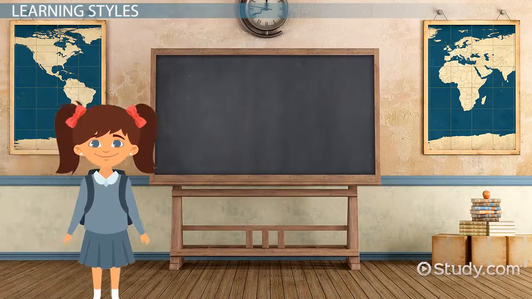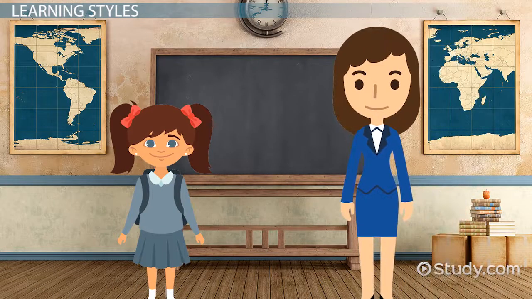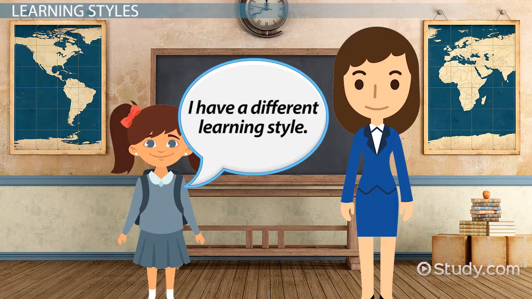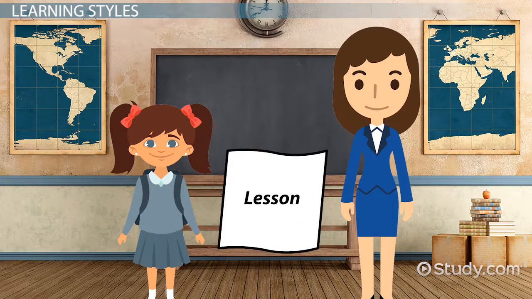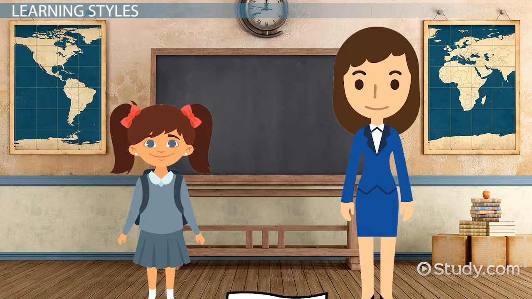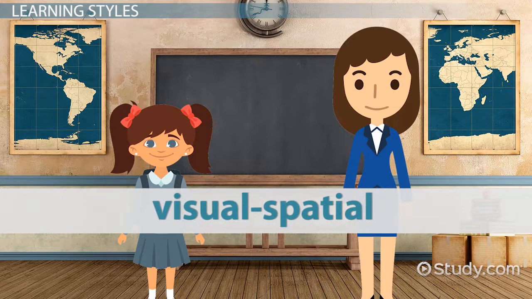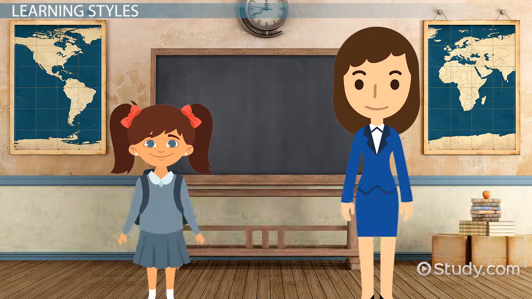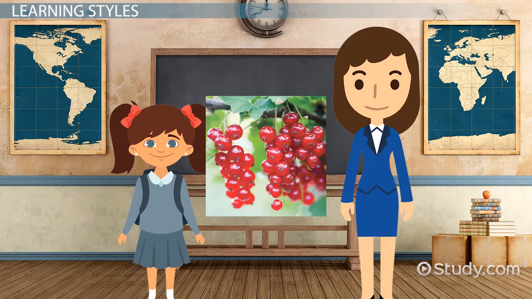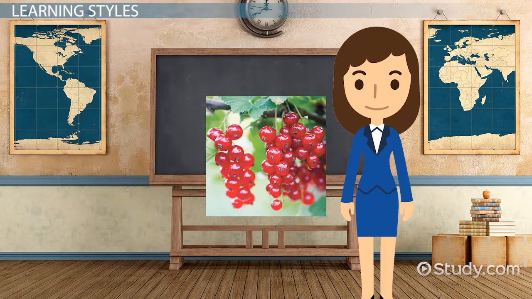In any given classroom, students are going to have preferred learning styles. Once you recognize and understand them, you can design lessons and activities that incorporate various intelligences. Different learning styles fall into 7 broad modalities. These modalities are visual spatial. A visual spatial learner thinks in terms of the space around them. This learner processes information better when it's presented to them in imagery instead of through text.